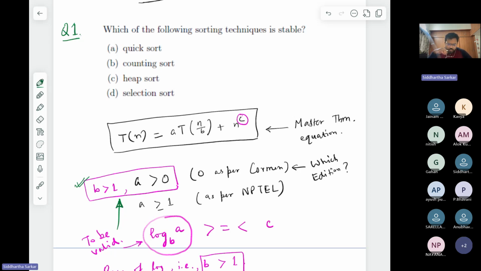So this is question 1 for you. Which of the following sorting techniques is stable? So Gahan is saying counting sort. So first of all, what is a stable sorting technique?